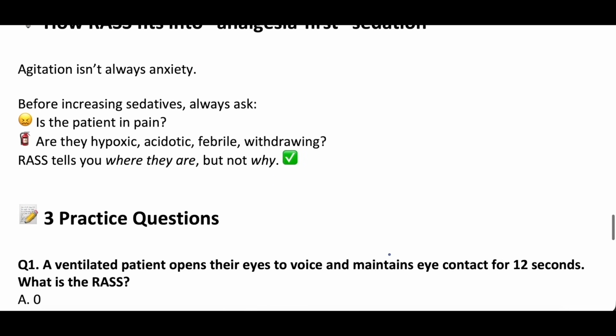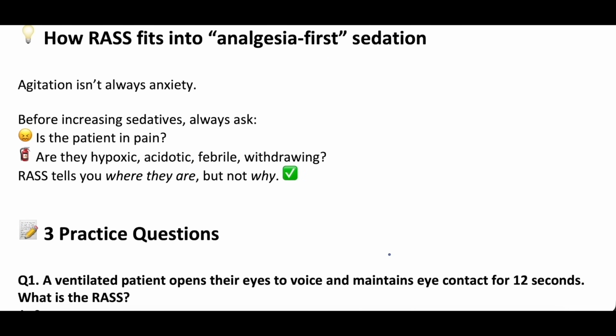So just speaking in general, there's an analgesia-first approach to pain, sedation, and agitation in the intensive care unit for mechanically ventilated patients. You want to be treating their analgesia first. This is something we'll talk about in another episode. But RASS fitting into this: before you increase sedatives, before you say their RASS is off because they need more sedation, right?